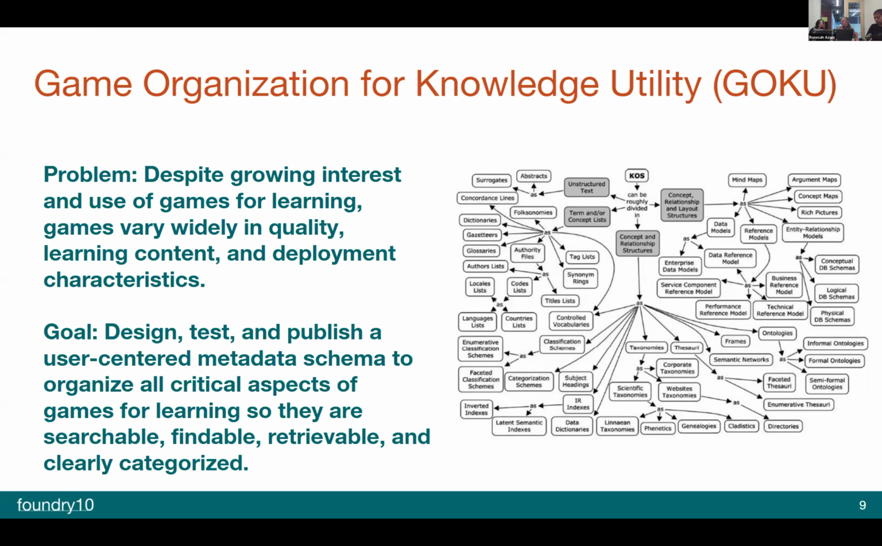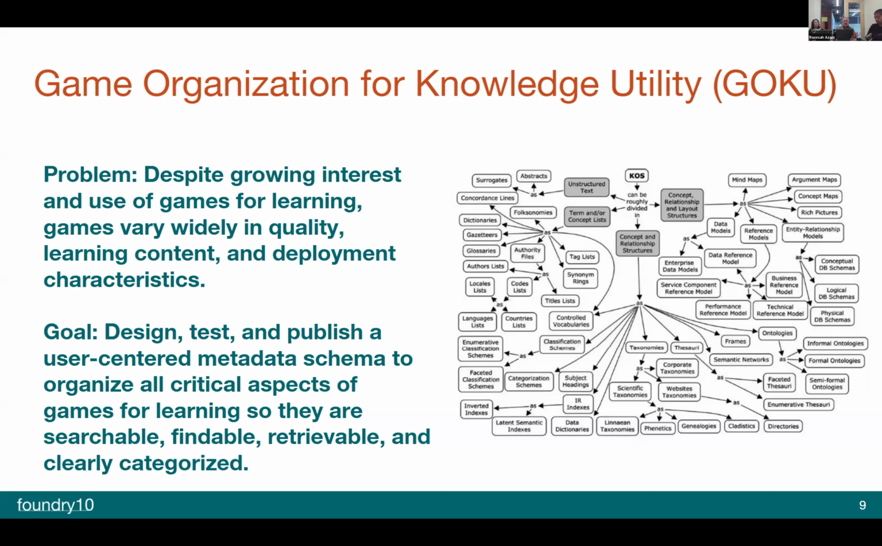And Foundry 10 can host regular meetings and events so they can come together and actually share this in person too. So that's the long-term goal: we really want this community to come together so we can start sharing our knowledge about how to best utilize these games.